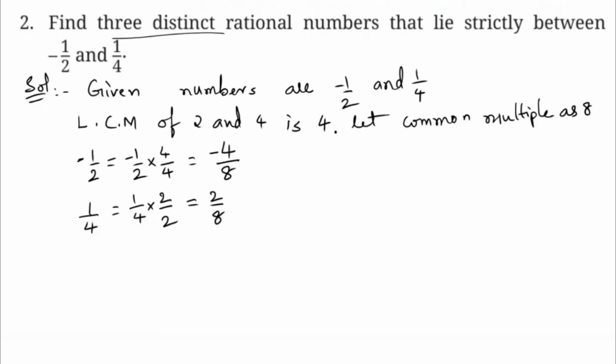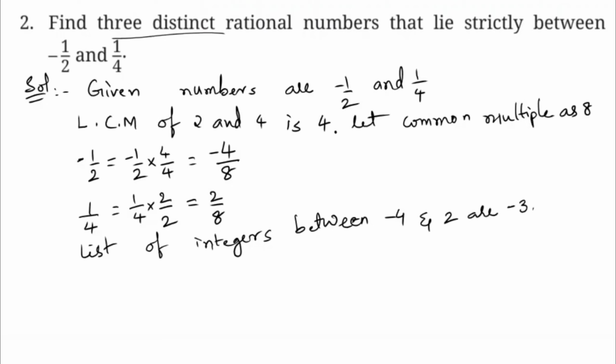So if we see the list of integers for the numerators between -4 and 2, it will be -3, -2, -1, 0 and 1. These are the list of integers which we can take as a numerator, and the denominator obviously will be 8.